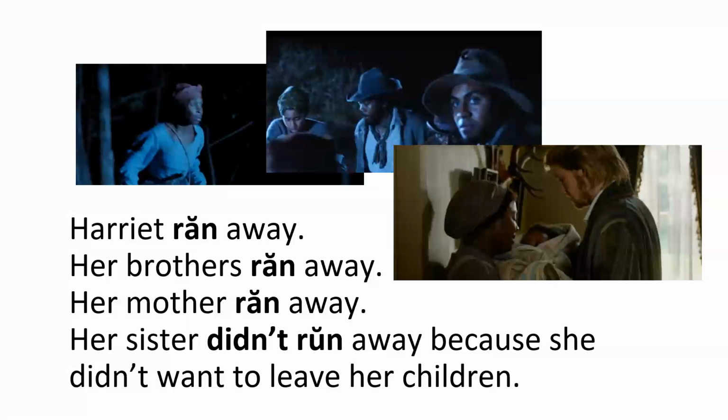To give you some examples, we know that Harriet ran away from her home or family, and her brothers ran away. That was after she came back to get them. Her mother ran away. That's in the movie, but we haven't seen it yet. And then her sister had kind of a special situation. This is the picture of Harriet's sister. Her sister didn't run away because she didn't want to leave her children. So Harriet ran away. Her sister didn't run away.